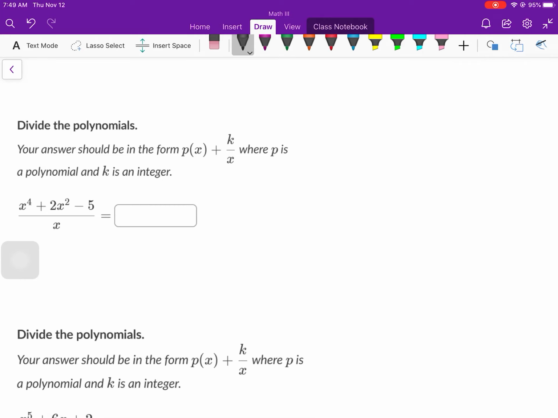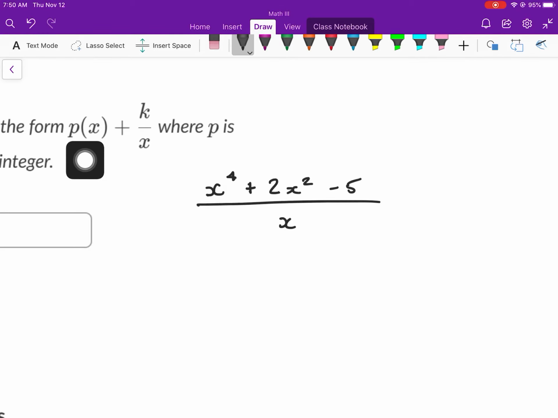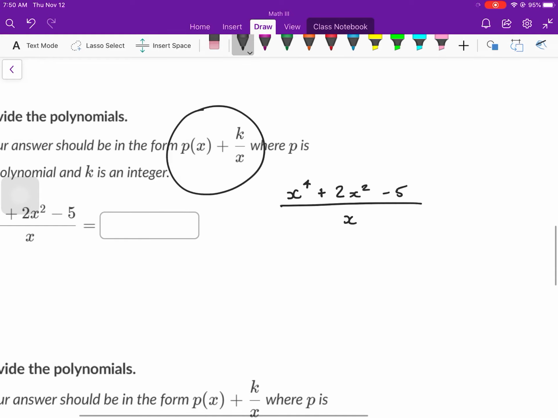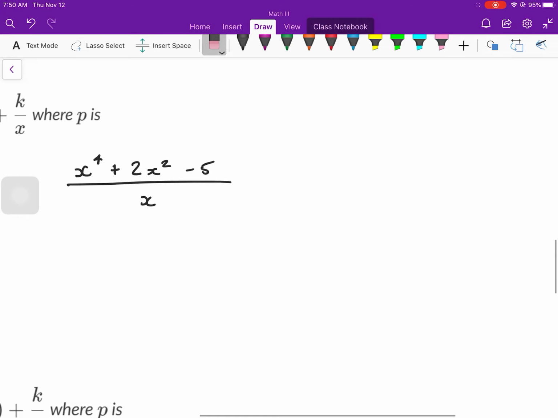So in this first example, we have x to the fourth plus 2x squared minus 5 all over x. If I could draw the fraction sign, that would be great. When you look at this, write it in the form p of x plus k over x. We'll talk about that. That's just saying what we're going to do with that remainder. Don't get confused; a lot of students get confused by that. We're going to go ahead and divide, and your ending result will be in that format.